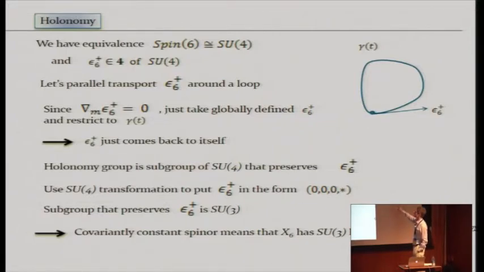The first thing I want to use to simplify our life is this classic identity between Lie groups. Spin(6), being the double cover of SO(6), is actually isomorphic to SU(4). And the spinor representation, the 4 of Spin(6), the positive chirality spinor representation, is actually the fundamental representation 4 of SU(4). The anti-chiral version of this is the 4-bar, the anti-fundamental of SU(4).